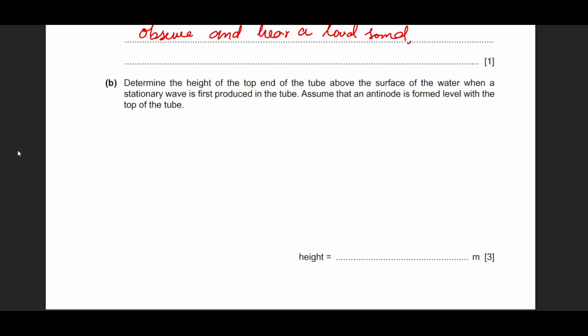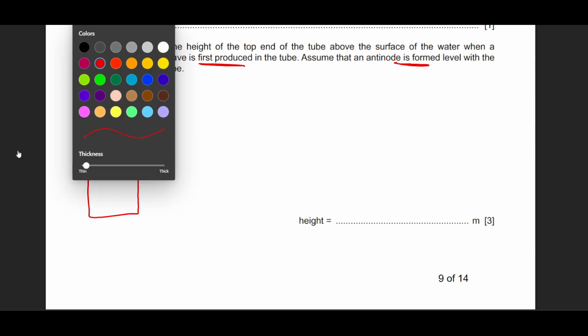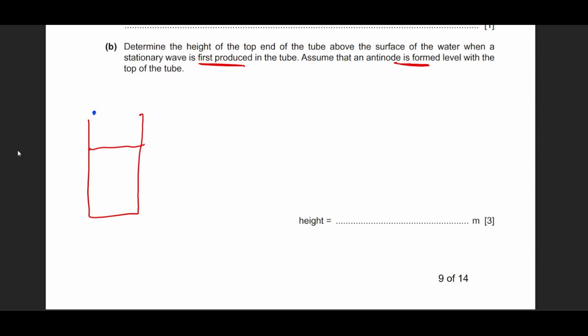Okay, so determine the height of the top of the tube above the surface when the stationary wave is first produced in the tube. Assume that an antinode is formed at the level at the top of the tube. Yes. So we have this tube. This is the water level, right? He says antinode is being formed at the top. Yes, we already know that the open ends make an antinode. So this is what the stationary wave is going to look like. So this is node, this is an antinode. This is actually lambda by 4, the length of tube which is given.